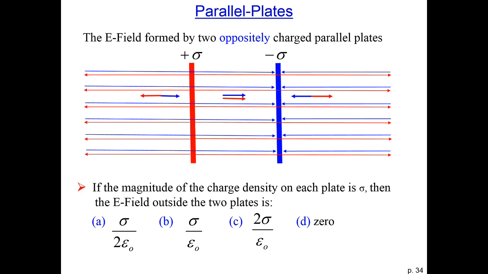So if we look in the middle, we add the two vectors together and we get two arrows pointing to the right. So each charge density generates a field of sigma over 2 epsilon. So the total field in the middle here is 1/2 sigma over epsilon plus 1/2 sigma over epsilon. So it adds up to be 1 sigma over epsilon. If we switch the plates, the field would point to the left now, so it would now be a negative sigma over epsilon. So yeah, this is the strategy for solving these.